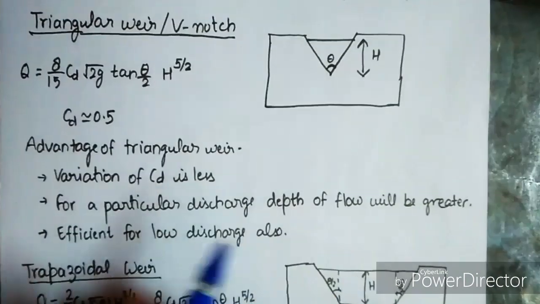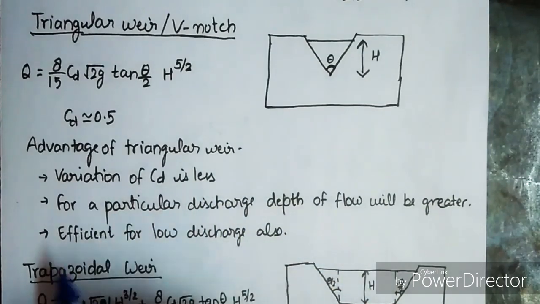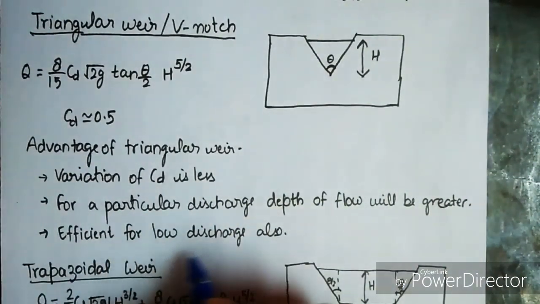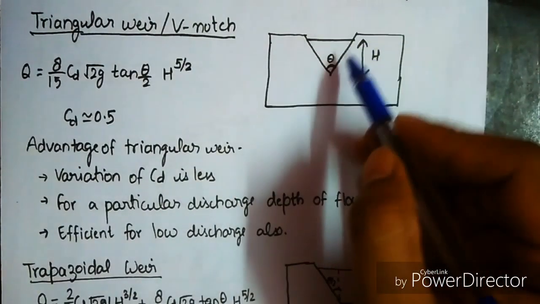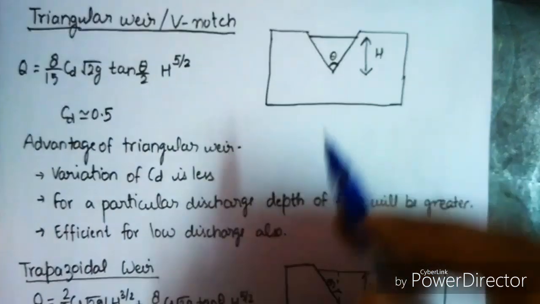Okay, now advantages of the triangular weir. The variation of coefficient of discharge is less. For a particular discharge, the depth of the flow will be greater, and it is efficient for low discharge also. As we can see here, for low discharge also we can make a proper calculation.